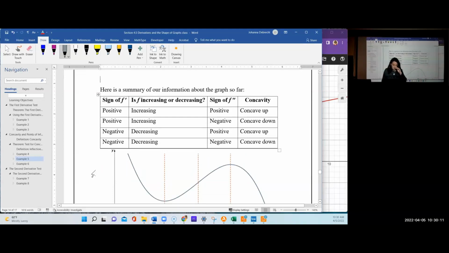Let's do the summary of the information that we have. We may skip example 6 and go on to the second derivative test. If the sign of the first derivative is positive, it's increasing. And if the sign of the second derivative is positive, it's concave up. If it's negative, it's concave down. If the sign of the first derivative is negative, it's decreasing. And then again, concavity is determined by the second derivative. All right.